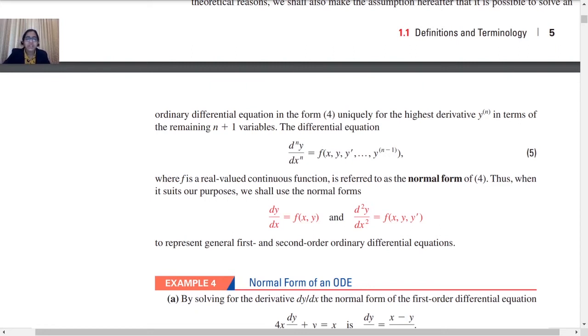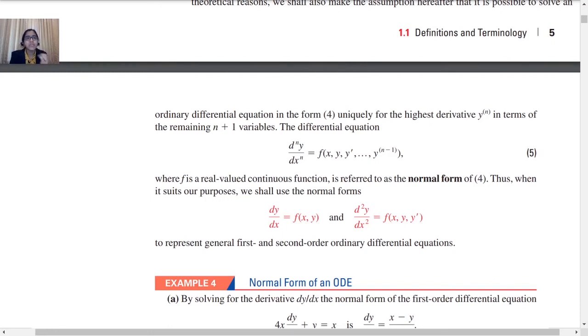Okay, f is a continuous, real valued function. This is called a normal form. So we have learned two types of form. One is the general form, that is writing everything together in a simplified form on one side. These are both cases of an ordinary differential equation. We can write an ordinary differential equation either in the general form or the normal form.